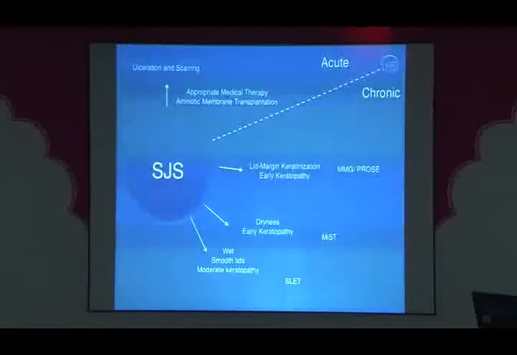So you have the acute presentation of SJS, where Dr. Ikeda talked about appropriate medical therapy and amniotic membrane transplantation. You have the chronic presentations of lid margin keratinization with keratopathy, where you do MMG or scleral lenses. You have dryness-related keratopathy, where you can either keep the patient on medical therapy, anti-inflammatory, or do minor salivary gland transplantation. Or you have patients where everything is fine but the keratopathy is very bad, you can do allogenic SLET. Or you have severe cases where your only resort is K-Pro.